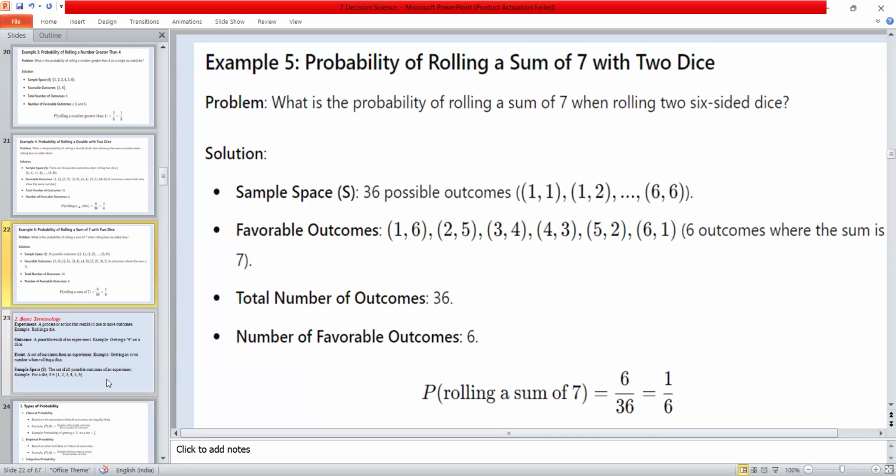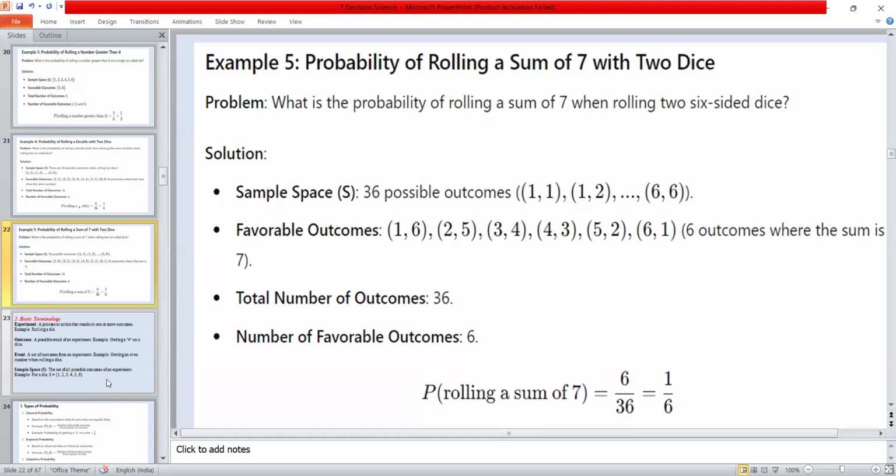Probability of rolling a sum of 7 with 2 dice. Okay, so we want exactly the sum of the 2 dice to be 7. So if I get 1 on the first dice and 6 on the second dice, the sum will be 7. Similarly, I can get 2 on the first dice and 5 on the second dice, then it is also a favorable outcome. Then 3 on the first dice, 4 on the second dice. 4 on the first dice, 3 on the second dice. 5 on the first dice, 2 on the second dice. 6 on the first dice, and 1 on the second dice.